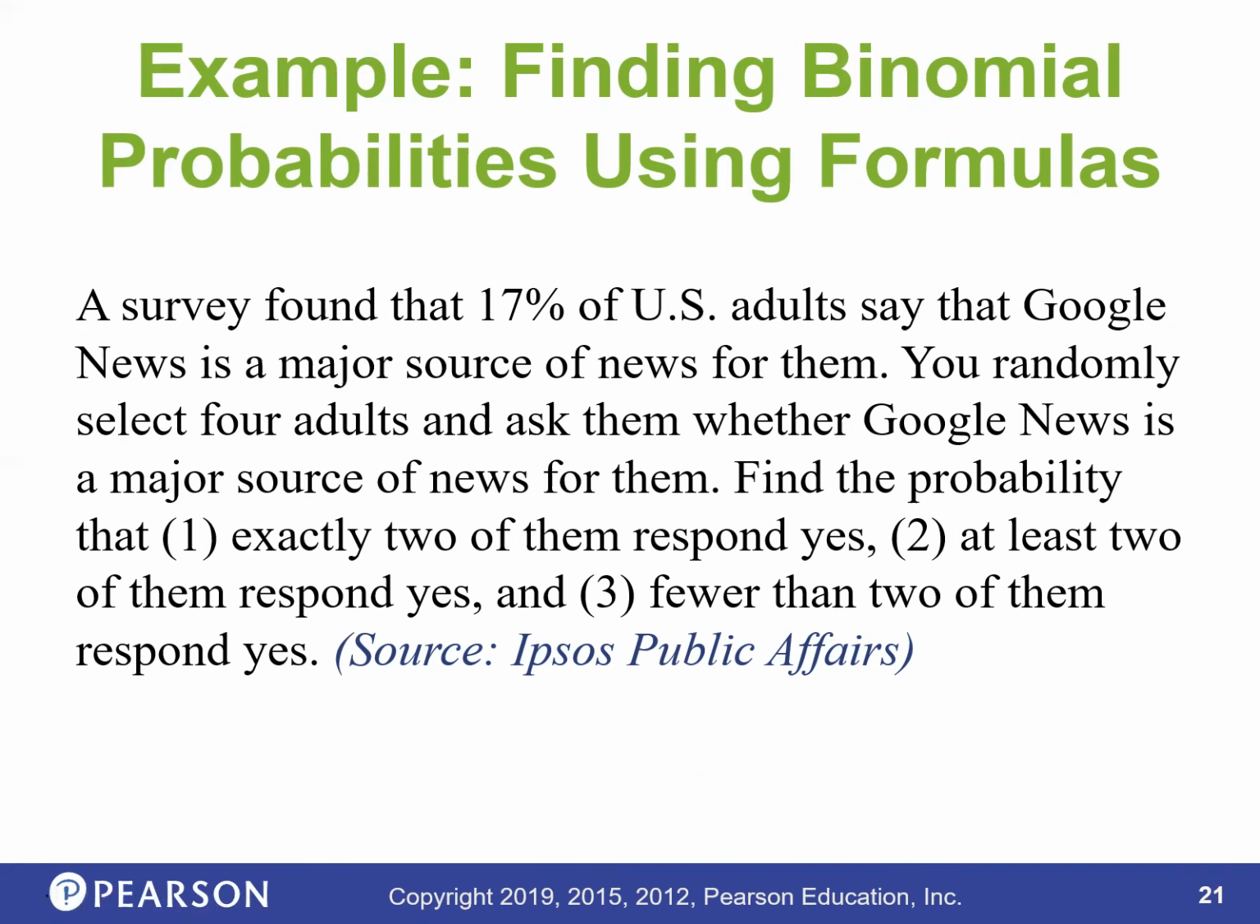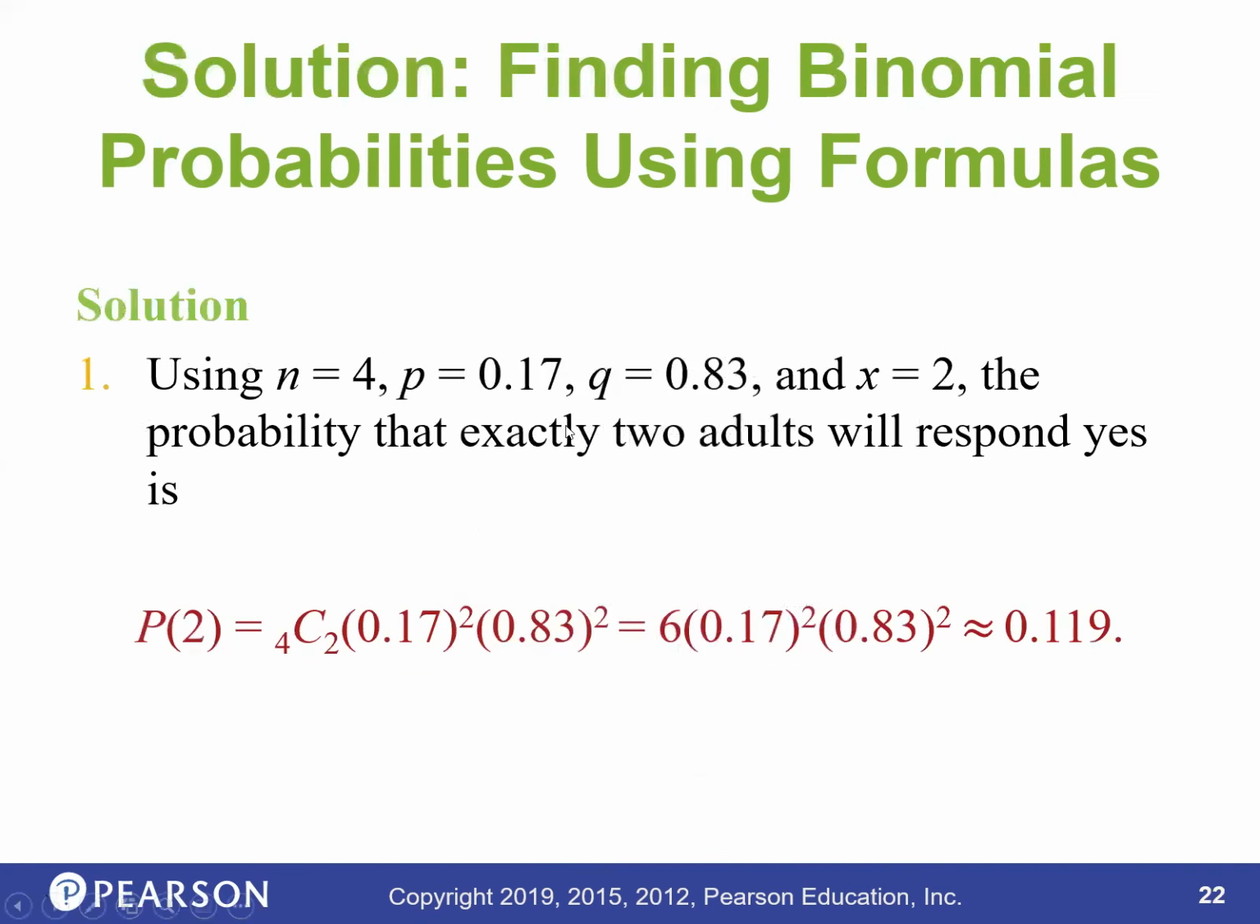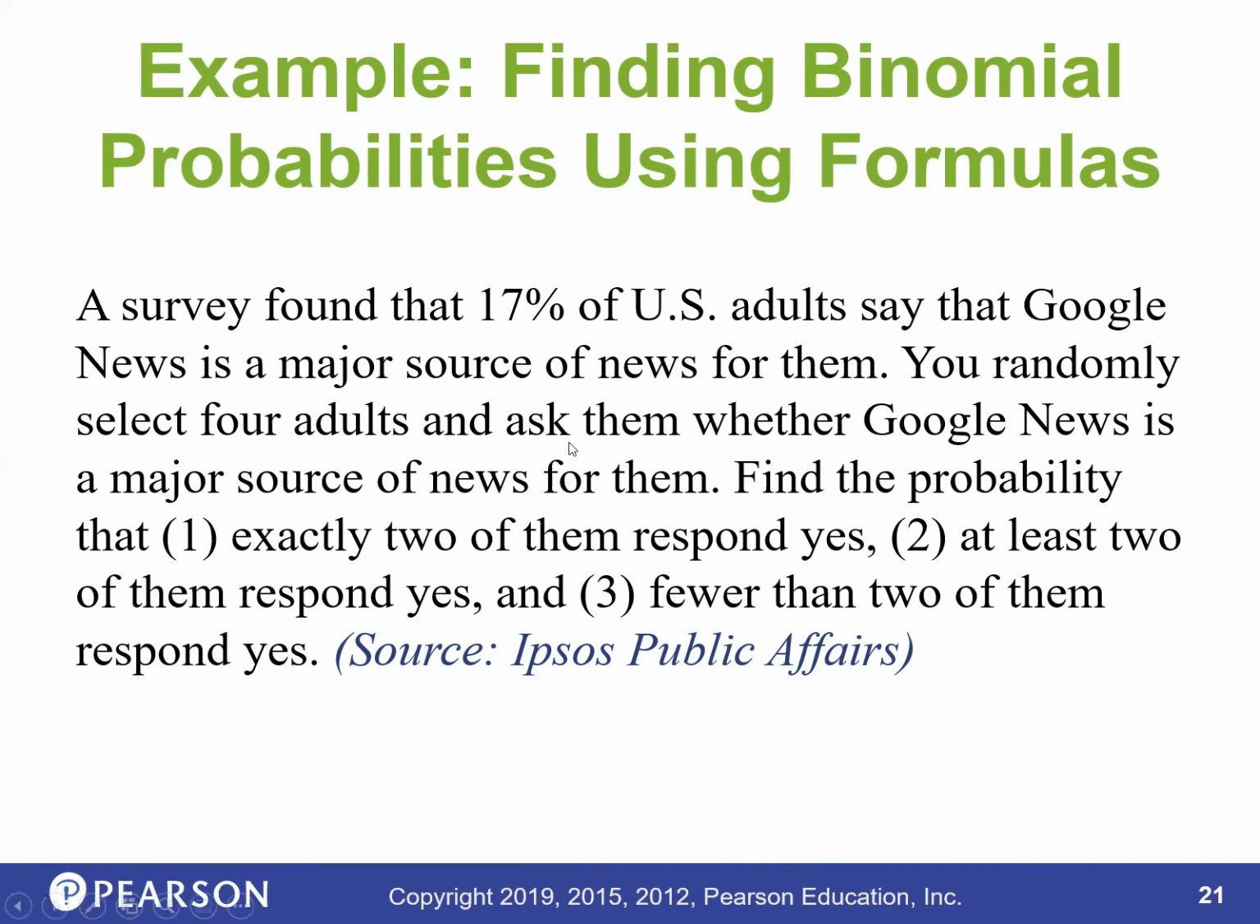If you want to, you can even rearrange your data points. Well, I'm going to give you the answer. So what's your N value? N is the number of people you survey. Four. What's your P value? The P value is the percent for success, or decimal for success.